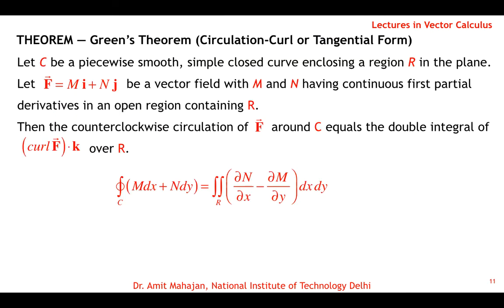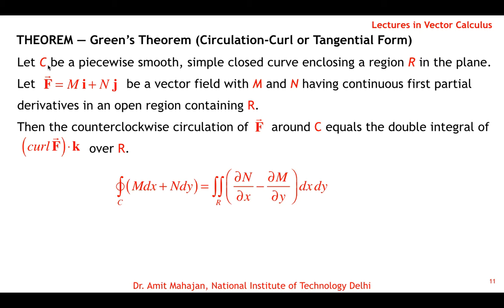Now Green's theorem. There are two forms of Green's theorem. One is the tangential form and the other is the normal form. The tangential form is also known as the circulation curl form. It says that let C be a piecewise smooth simple closed curve enclosing a region R in the plane.